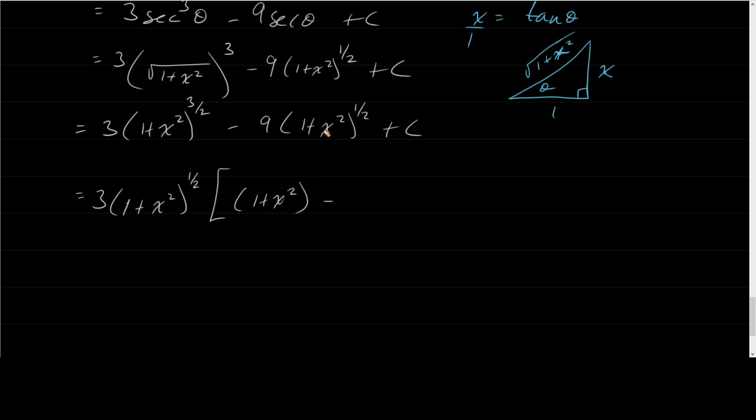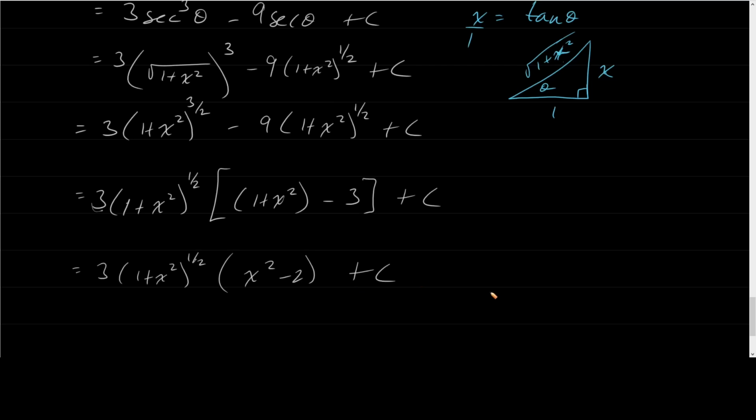In the next part, I took out the 1 plus x squared to the 1 half, so I'm left with just 9. And then we have that plus c. Sorry, not 9. It should be 3, because we took out a 3. Look at that. Now at that point we say, well, 1 minus 3 is negative 2. So I have 3 times 1 plus x squared to the 1 half times x squared minus 2. See, and that looks way prettier. But anyway, that would be the final answer there.